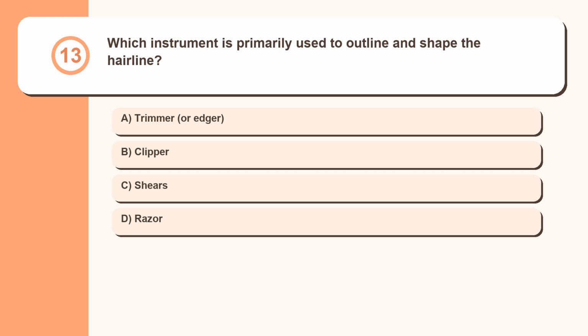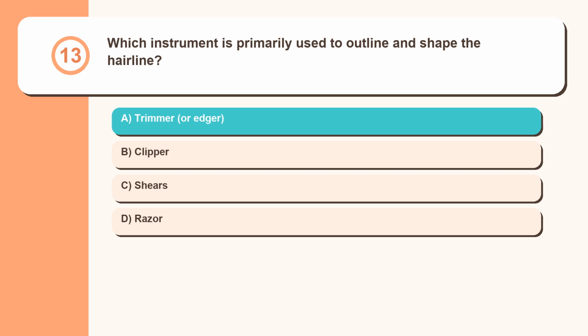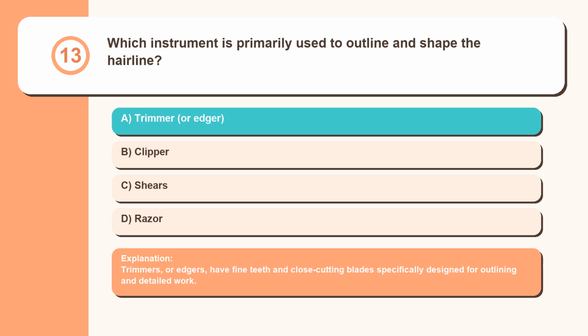Question 13. Which instrument is primarily used to outline and shape the hairline? Trimmer or edger, clipper, shears, razor. Trimmers, or edgers, have fine teeth and close-cutting blades specifically designed for outlining and detailed work.